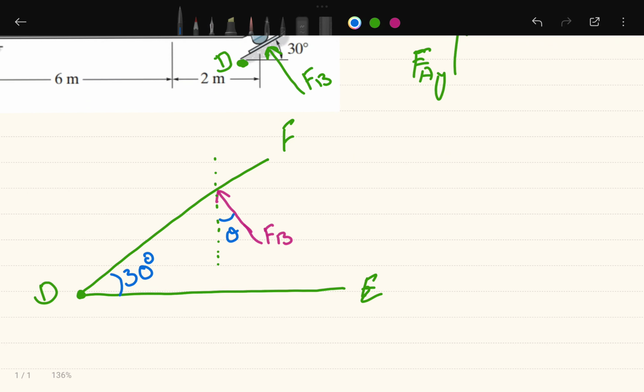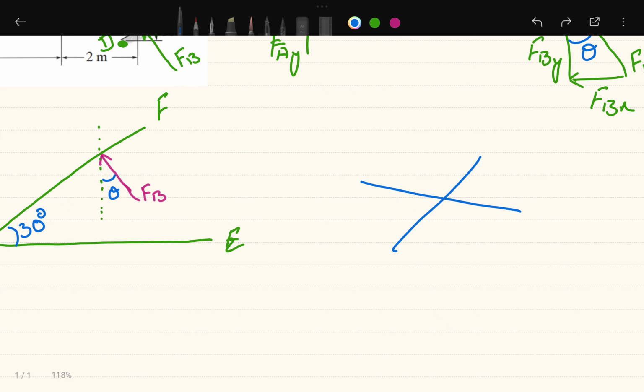Whenever we have two lines intersecting, these two angles will be equal. Also, this angle and this angle are equal. These are called the corresponding angles. Okay, this is one concept.